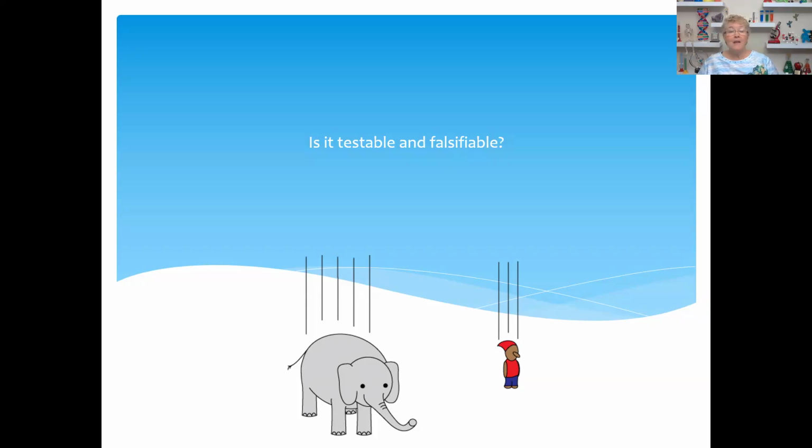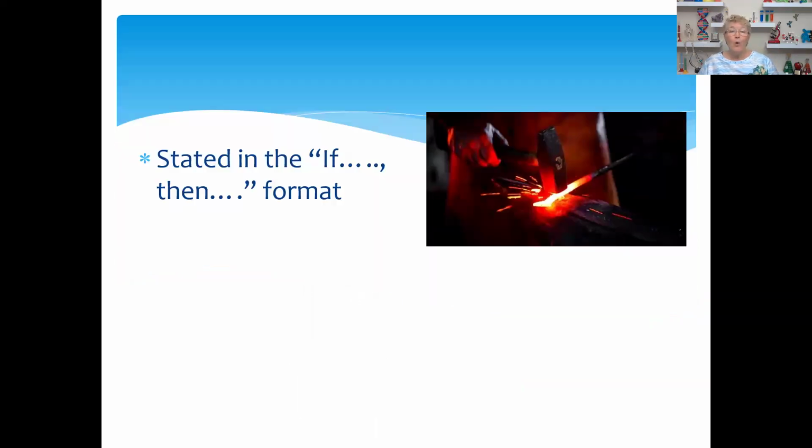All right. Another thing about a hypothesis, whenever you possibly can, you want to write a hypothesis in if-then format. What I mean by that is, if something is done, then something will happen. Let me give you a couple examples. If you get at least 8 hours of sleep, then you will do better on tests than if you get less sleep. So that tells me what I'm going to do.